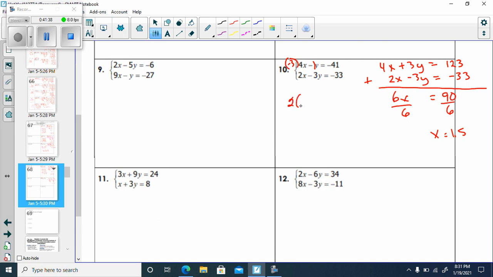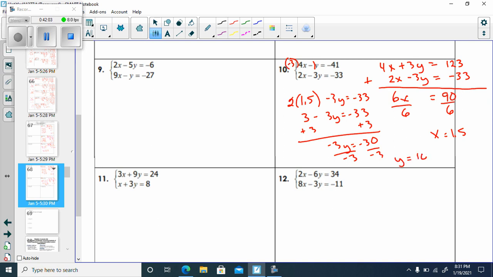Let's see, 2 times 1.5 minus 3y equals negative 33. That will give me 3 minus 3y equals negative 33. Let's add 3 to both sides. Negative 3y is equal to negative 30. Divide both sides by negative 3, and y is equal to 10. Your coordinates are 1.5, 10. Okay? Simple enough. All right, guys.